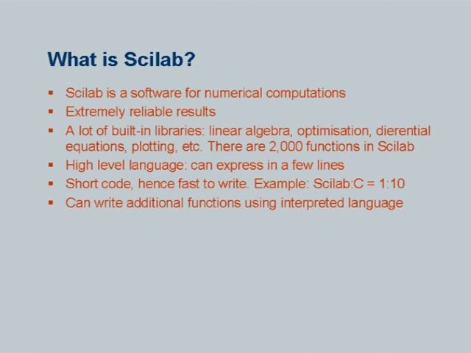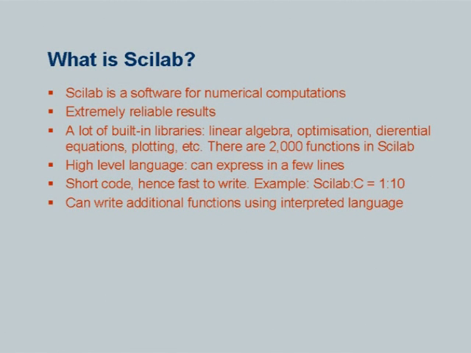And you can also write additional functions using interpreted language. So there are two types of routines available. One is using C or Fortran for high speed calculations. These are available as built-in libraries. So you can just pass your arguments and get the results. It also has a high level language using for loops, while loops, break and so on and so forth. You can write functions. So it is possible for you to use the interpreted language to write your own program using Scilab. So you can use either the built-in libraries written in C or Fortran or the functions created using the high level language available in Scilab. So this high level language is what I call the interpreted language.